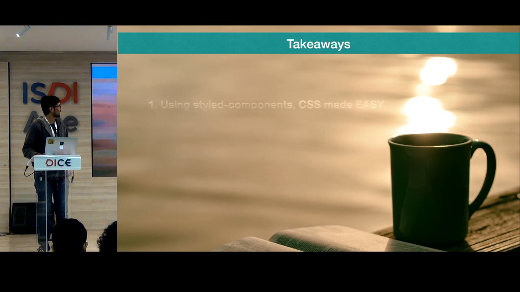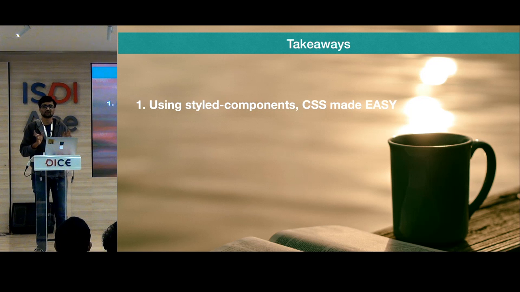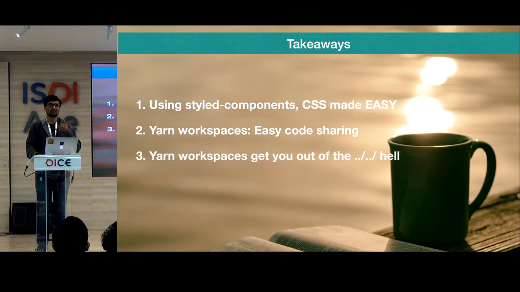Let's talk about the takeaways. First thing, use styled components. We use styled components, and that made our life easier. CSS is made easy with that. And it's all Yarn workspaces. Yarn workspaces makes your code easy for sharing and reusing. So you are now writing independently, and you can share whenever you need it. It gets you out of the relative path chaos. So this is super awesome. This is what I like the most.